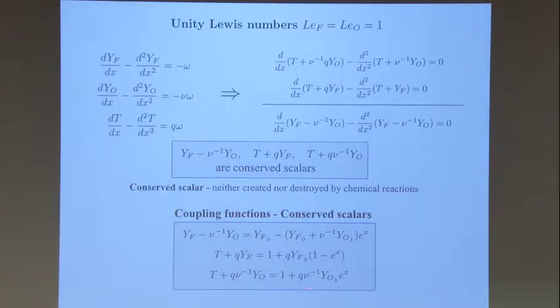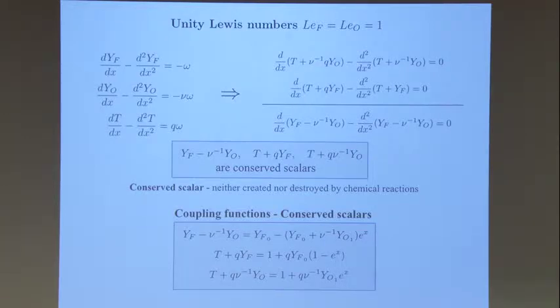So here is the solution of these three conserved scalars. There is some constant and another constant times e to the x, and the constants are such that they satisfy all the boundary conditions that we have applied.